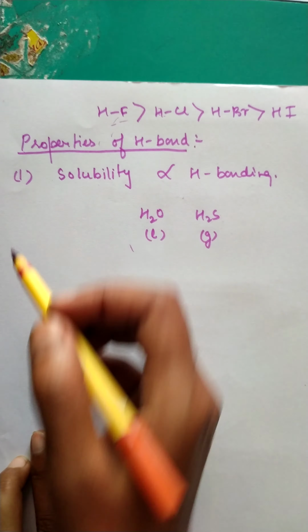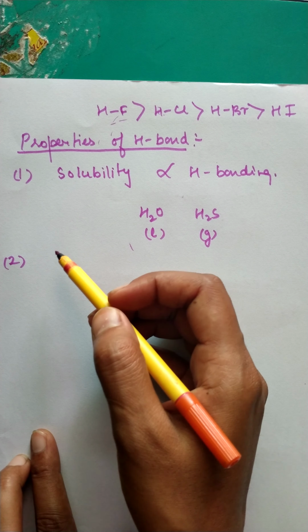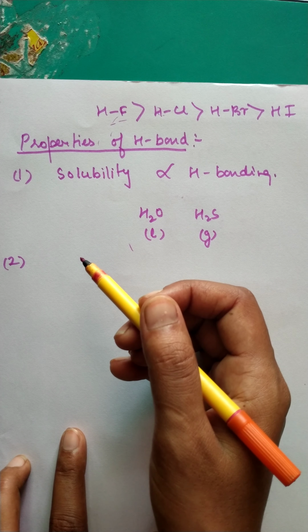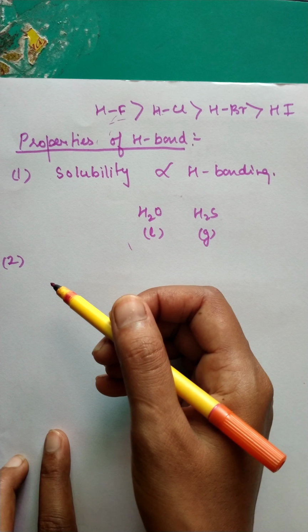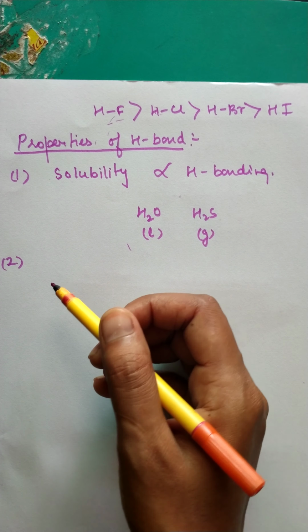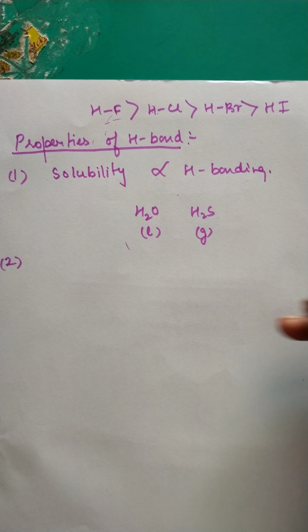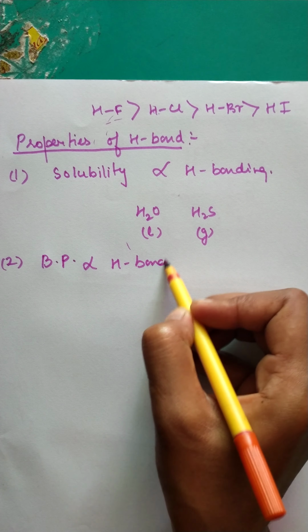Similarly, let's discuss the boiling point. If the amount of hydrogen bonding is more, then the boiling point will also be more, because more energy will be required to break the hydrogen bonds. That's why ammonia, water and HF, having more hydrogen bonding, have a higher boiling point as compared to the other elements. That's why we can say boiling point is directly proportional to hydrogen bonding.